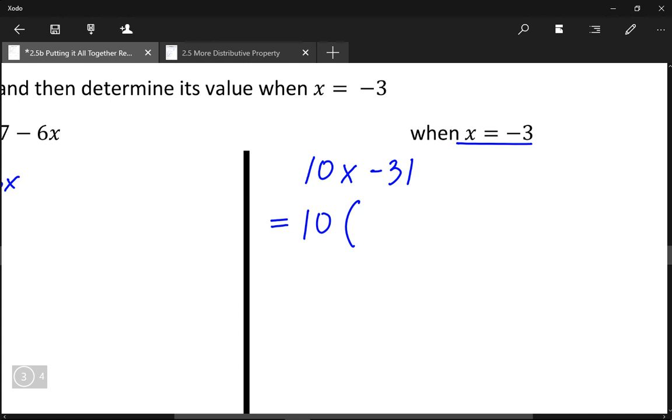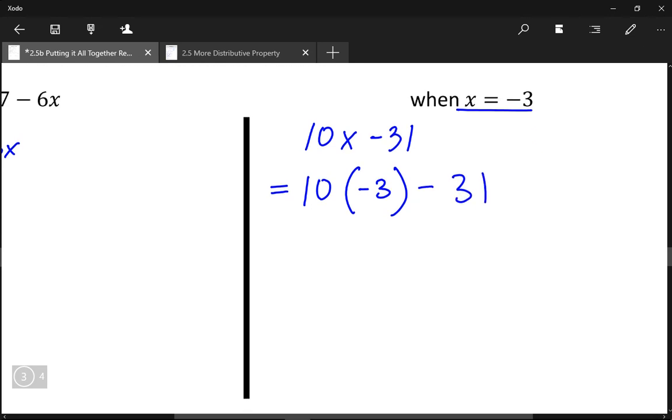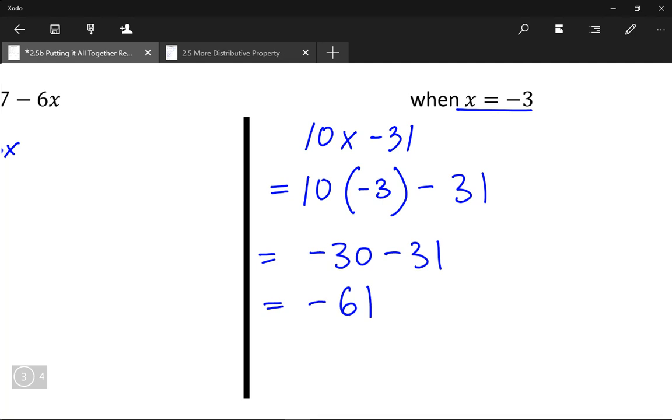Okay, think of those area and perimeter problems that I asked you to do. What is the perimeter or what is the area when you're given an x value? So I'm taking x and I'm replacing it with negative 3, and I have to evaluate. 10 times negative 3 is negative 30. Minus 31 is negative 61. Okay, does that make sense?